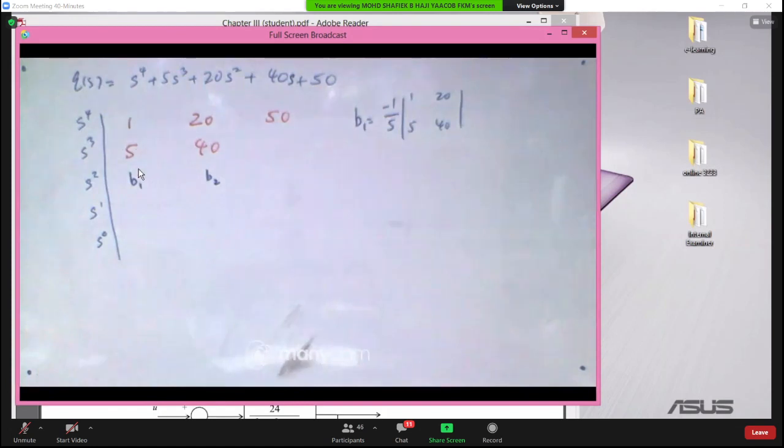So the multiplier is -1 divided by 5, the first element on the previous row. In the determinant, the first column is just 1, 5, and then for the second column you go one column to the right, 20 and 40, and then you can evaluate that. That will give you 12.